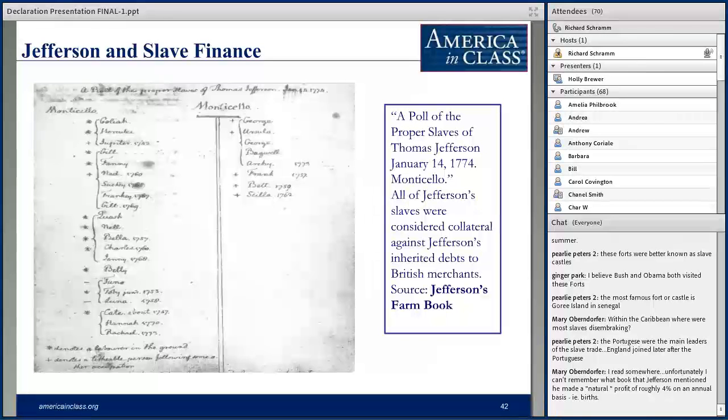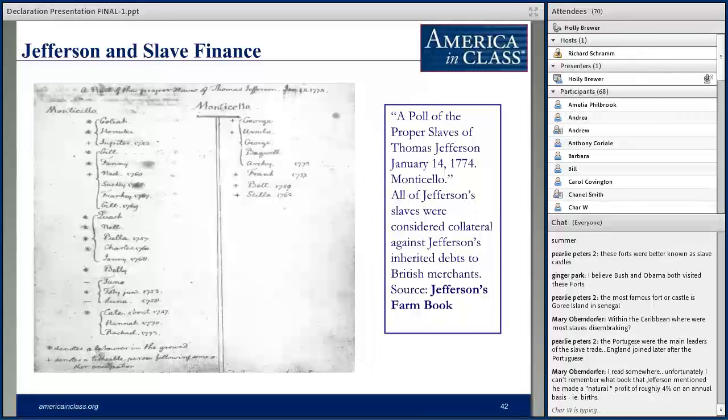We have a question here from Mary. She says she read somewhere, can't remember where, that Jefferson mentioned he made a natural profit of roughly 4% on an annual basis through the births among his slaves. Is that accurate? I don't believe so.